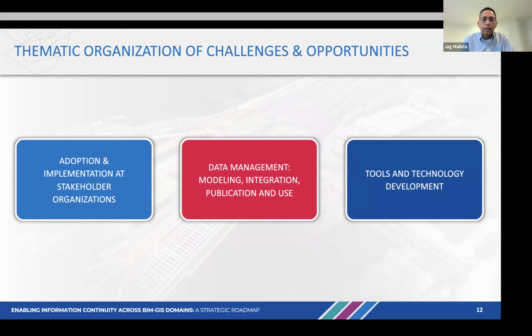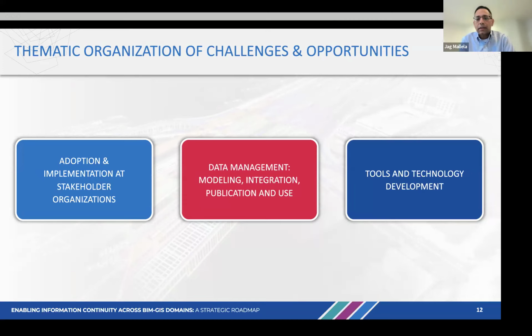The second bucket is around data management. Traditionally, when BIM and GIS were brought together, I think we spent a lot of time in this world of modeling data, integrating data, transforming data, and making use of it. Certainly that needs to be done, but that is not the only thing that needs to be done. I think adoption and creating use case-based solutions will drive better data modeling and better awareness around what we should be doing to model data and integrate.